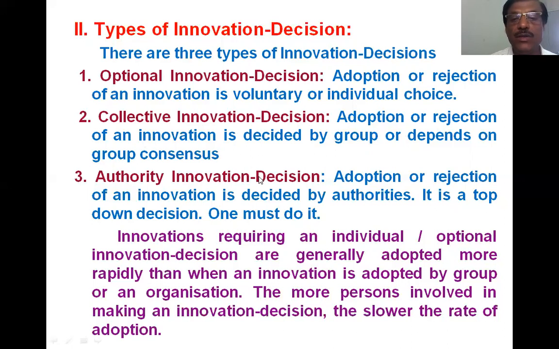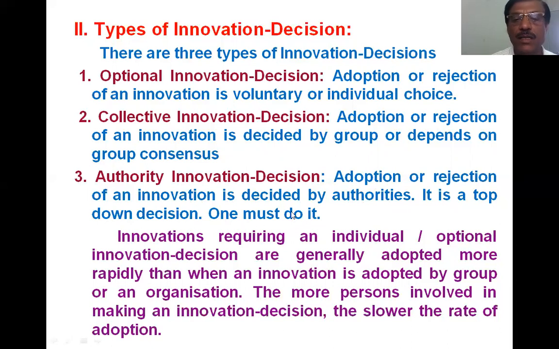In authoritative innovation decision, adoption or rejection of an innovation is decided by the authority. It is not with the individual. Here the organizational authority decides on adoption or rejection of an innovation. It is a top-down decision. One must adopt. Once the authority takes the decision to adopt the innovation, the individuals working in the institution must adopt.